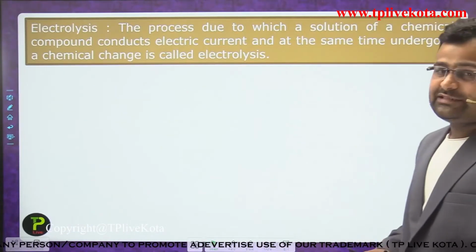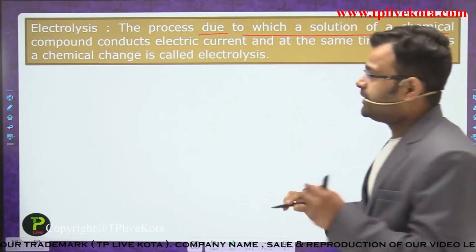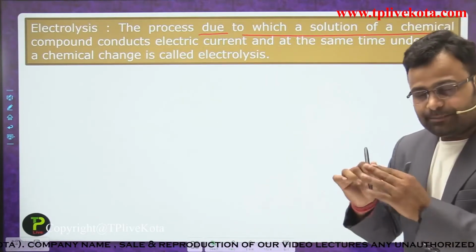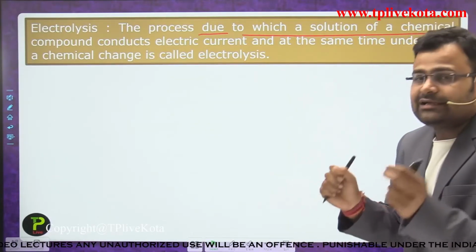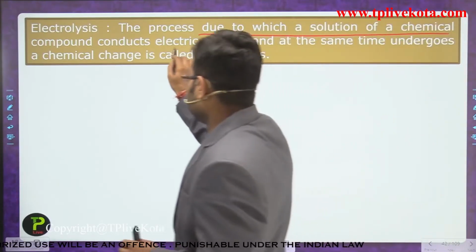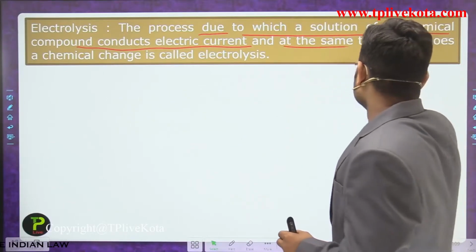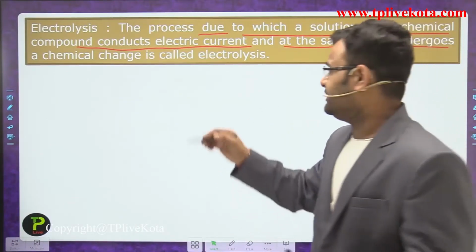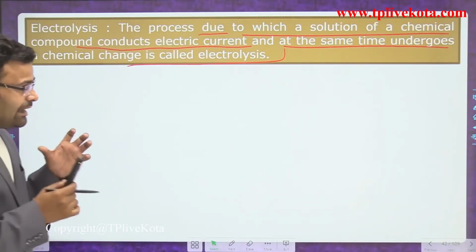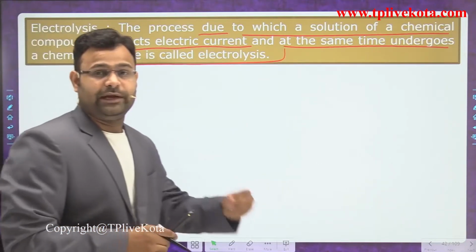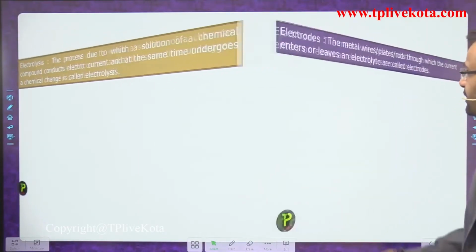What is electrolysis? Electrolysis is the process due to which a solution of a chemical compound conducts electrical current and at the same time undergoes some chemical changes. That is the process which happens at the time of electroplating. That is a chemical effect of electric current.